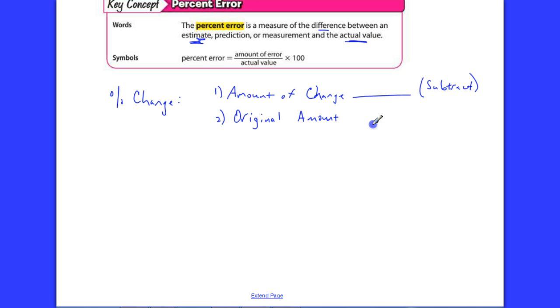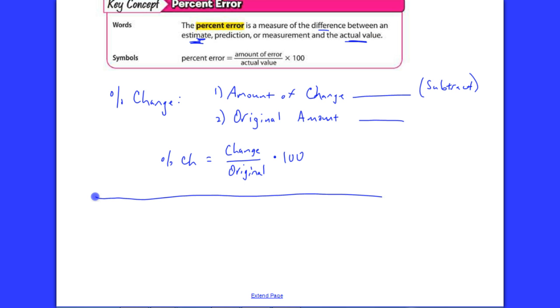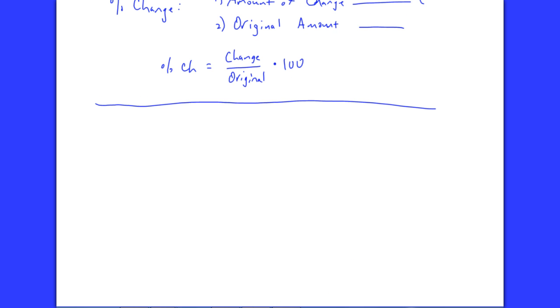And when you have those two things, what you do to find the percent of change, I'll just write it like that: percent of change is equal to the change, which you found here, divided by the original, and then you multiply all that times 100, and that will give you the percent of change of whatever the topic is that we're talking about. This can be applied to so many things in the world around us. It's actually really valuable, especially when it comes to money and things like that.